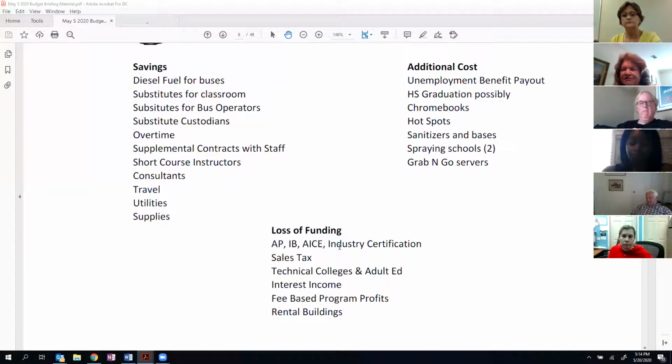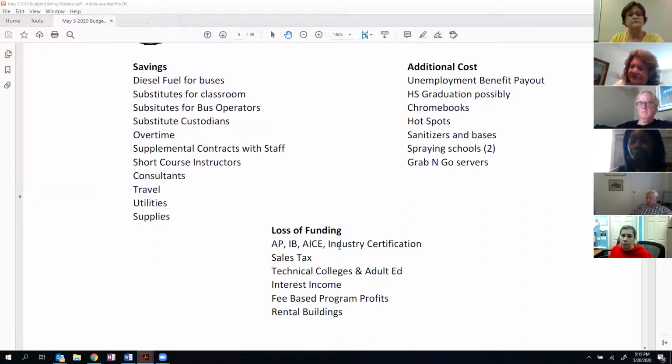So some of the things when we were looking at it, trying to say, okay, where could we possibly see savings from this year that we could use towards next year? We have a list of them. Diesel for buses. So the only buses that are on the road right now are the ones that we have out doing some of our grab and go lunches for the students. The majority of our buses are sitting and there's no fuel being used. They're all full, we filled our tanks, and we're waiting at this point. So we said, okay, we'll see a savings there.